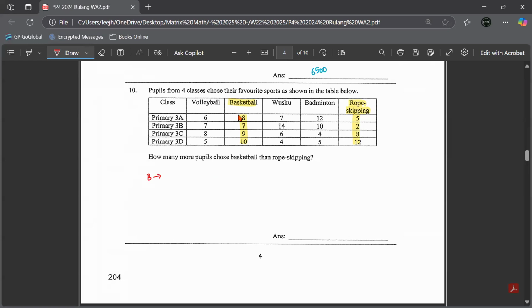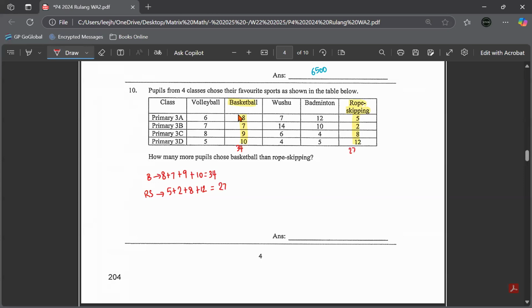Okay, so add up all the total number of children. 8 plus 7 plus 9 plus 10, which is 34. So here total 34. Now what about rope skipping? You have to add these values. 5 plus 2 plus 8 plus 12, which is 27.